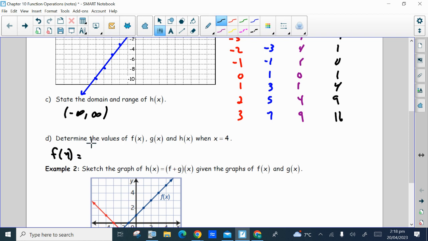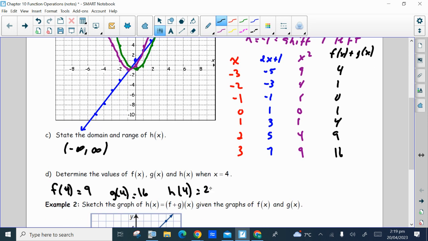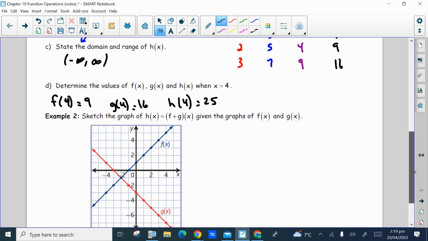F at 4, remember that function is 2x plus 1. 2 times 4 is 8, plus 1 is 9. G at 4, well, g at x is x squared. 4 squared is 16. H at 4, h at x is x plus 1, which is 5, all squared, gives us 25. And again, if you add 9 plus 16 together, you get 25. So that just reconfirms what we talked about before.